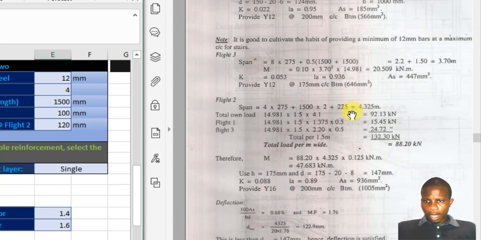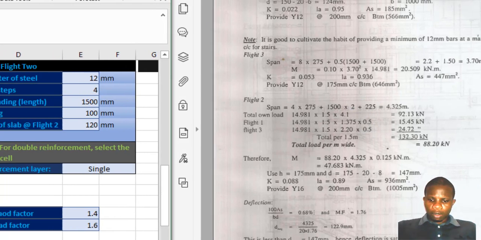That will give us what? That is 4.3235 minus 230. Half of that distance will give us 4.1. So let us see how we can automate that here.